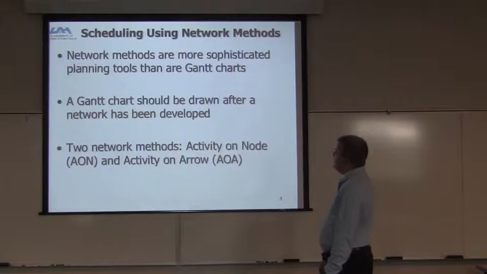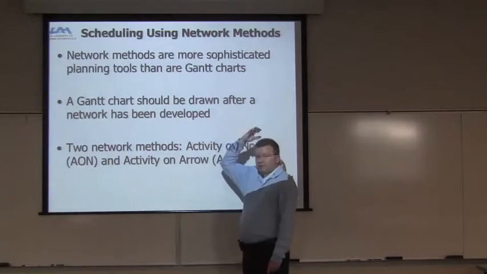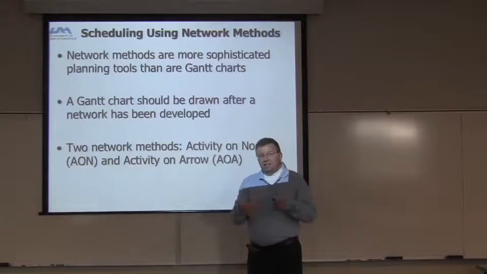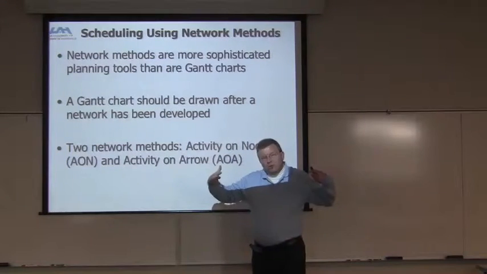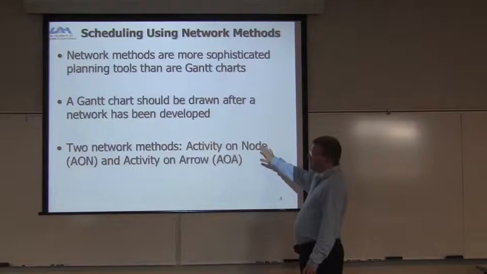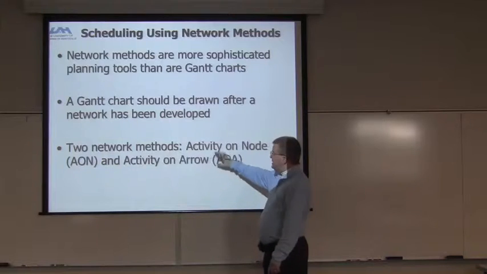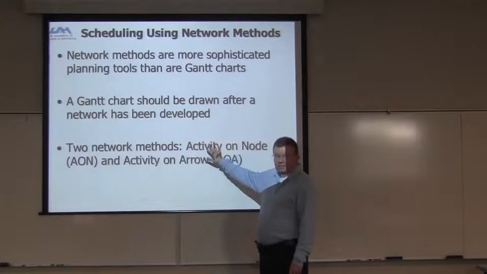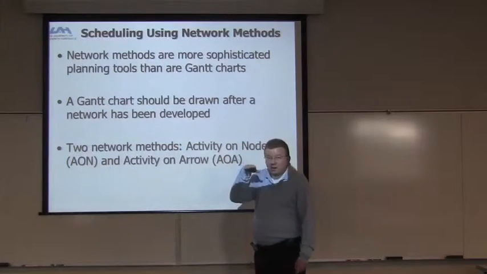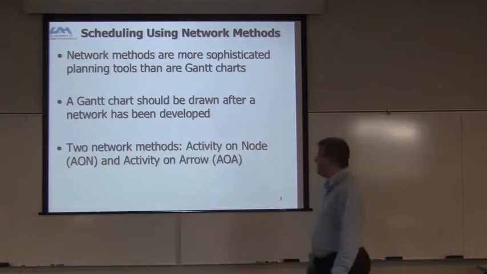Network methods are more sophisticated planning tools than Gantt charts are. A Gantt chart should be drawn after a network has been developed. So the network is kind of the details, and the Gantt chart, remember, is more of the top level stuff. The two methods are activity on node or activity on arrow. Really the difference is this one is node based, and this one has arrows and the activity is on the arrow. It's not really rocket science, so it's no big deal.